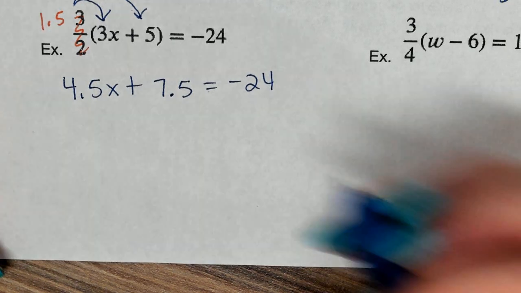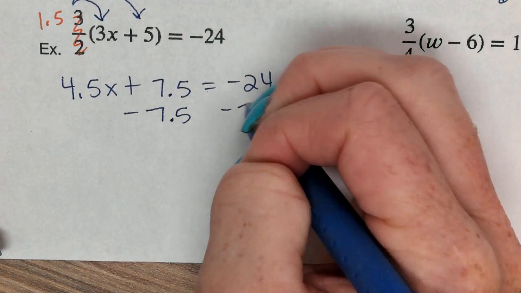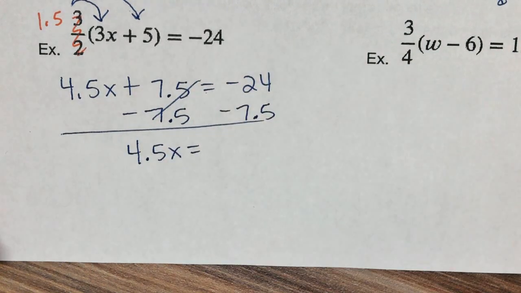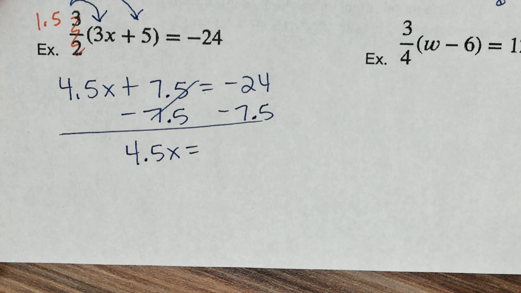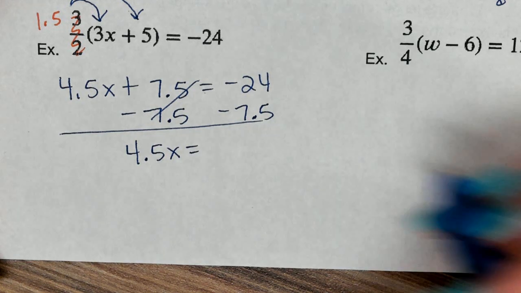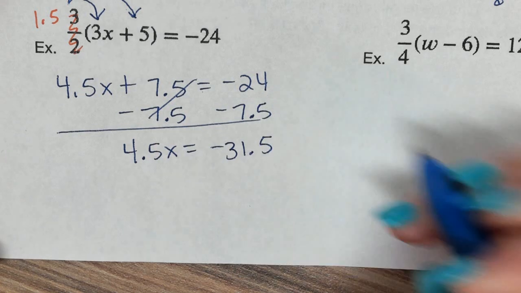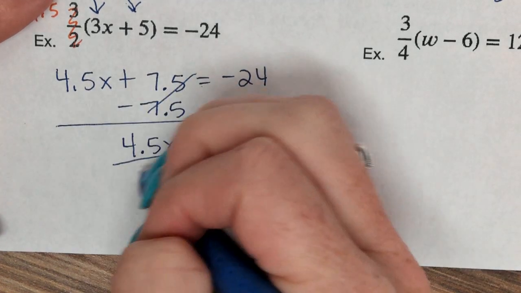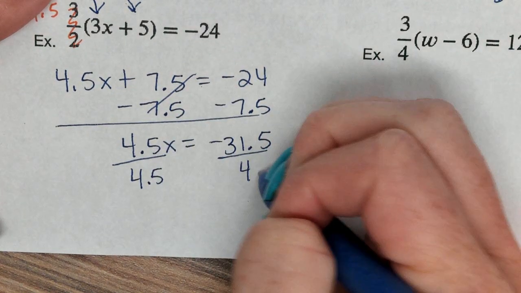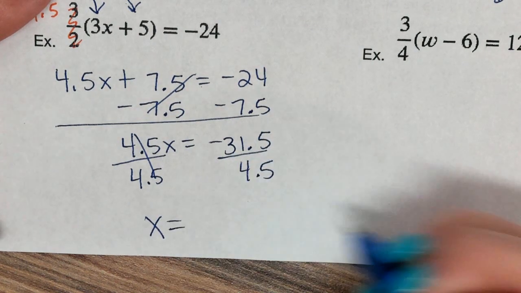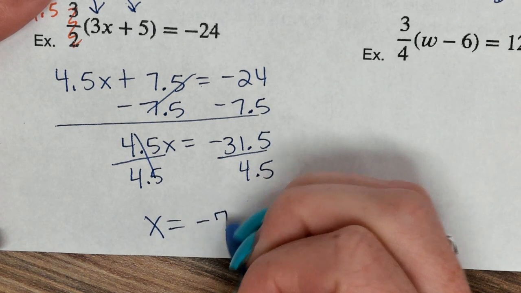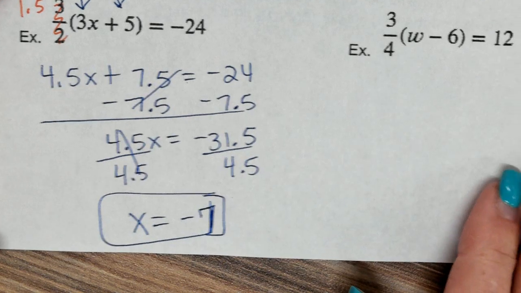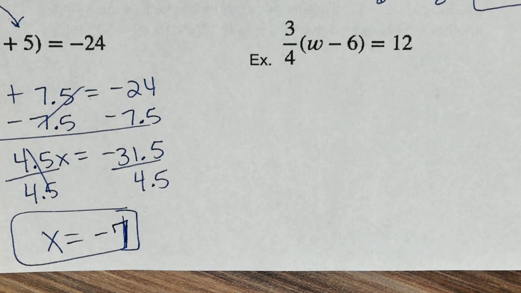Okay, I'm going to get rid of the constant by subtracting. Negative 24 minus 7.5 is negative 31.5. Now that I would punch in my calculator. And then I'm going to divide by the coefficient, which is 4.5. So I have x equals negative 7. Oops. Okay, try the next one on your own.